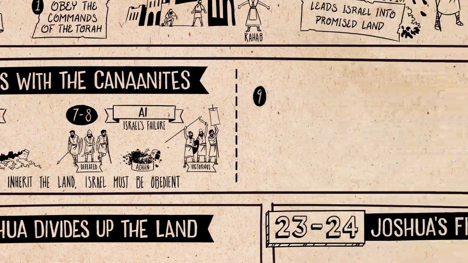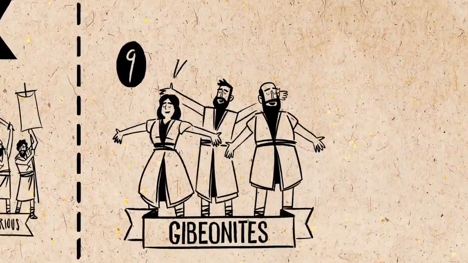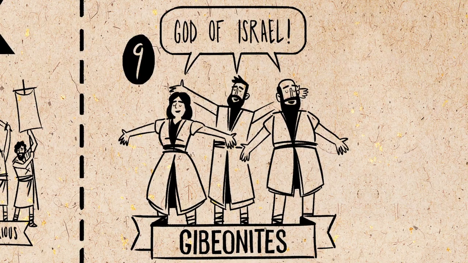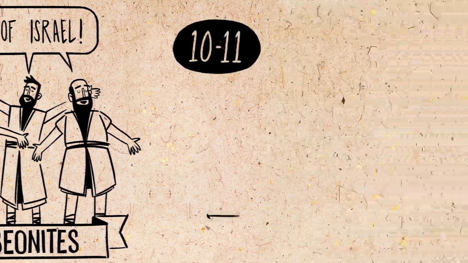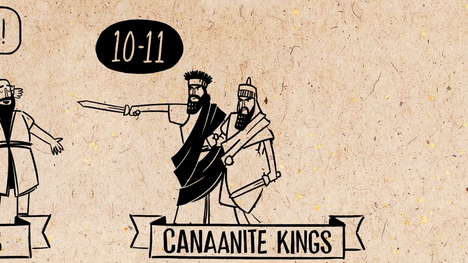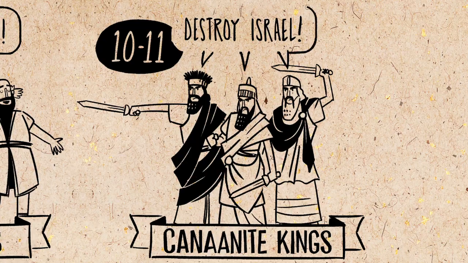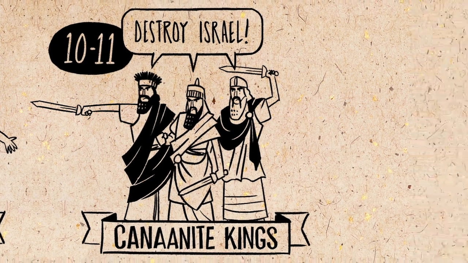Now, the second part of this section begins with the Gibeonites, a Canaanite people group, and they do just what Rahab did as they turn to follow the God of Israel and they make peace with Israel. This is in contrast to all of these other Canaanite kings who start to form alliances and coalitions, and they want to destroy Israel. So Israel engages them in battle, and they win by a landslide.